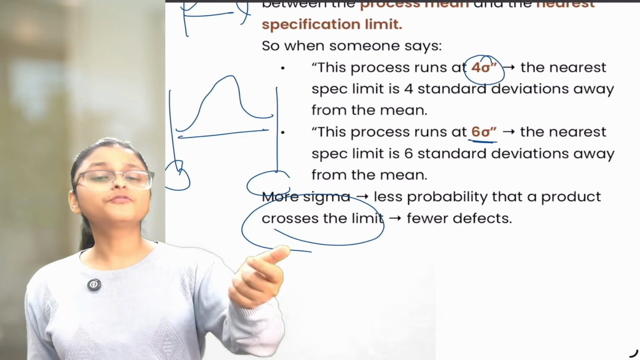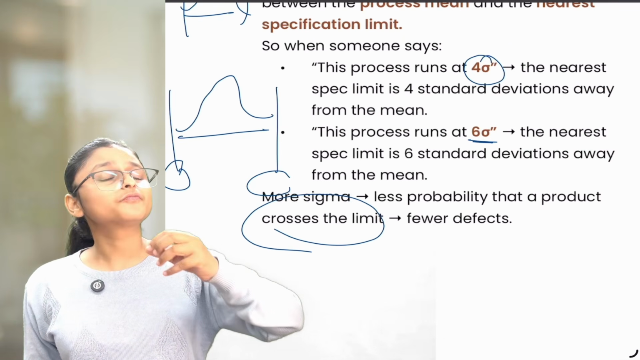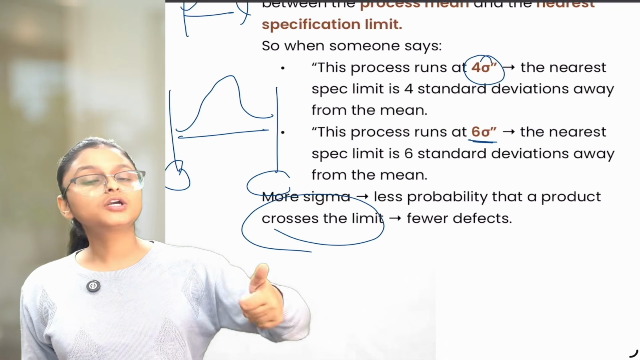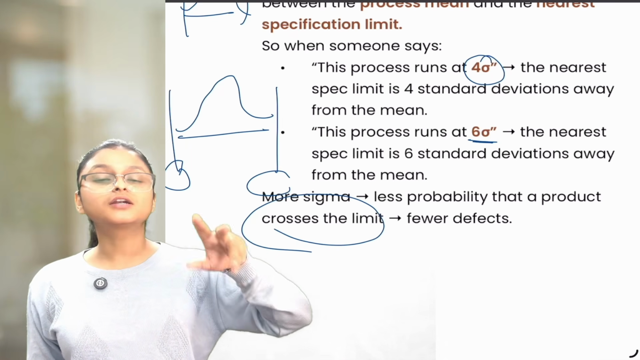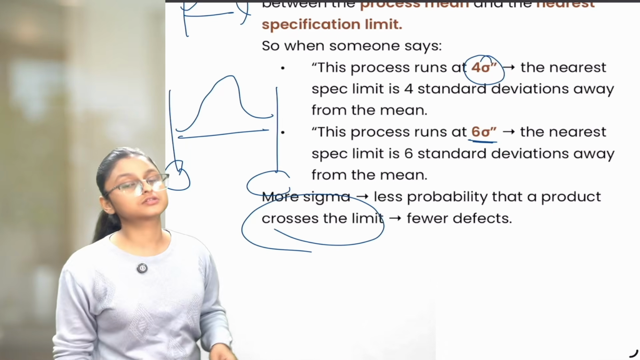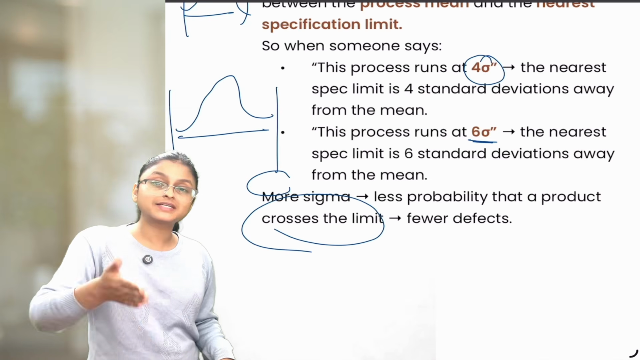But the thing is, 3.4 per 10 lakh products is very good, or much better than 2700, which we were able to produce in 3 Sigma. So why stop at 6 Sigma?